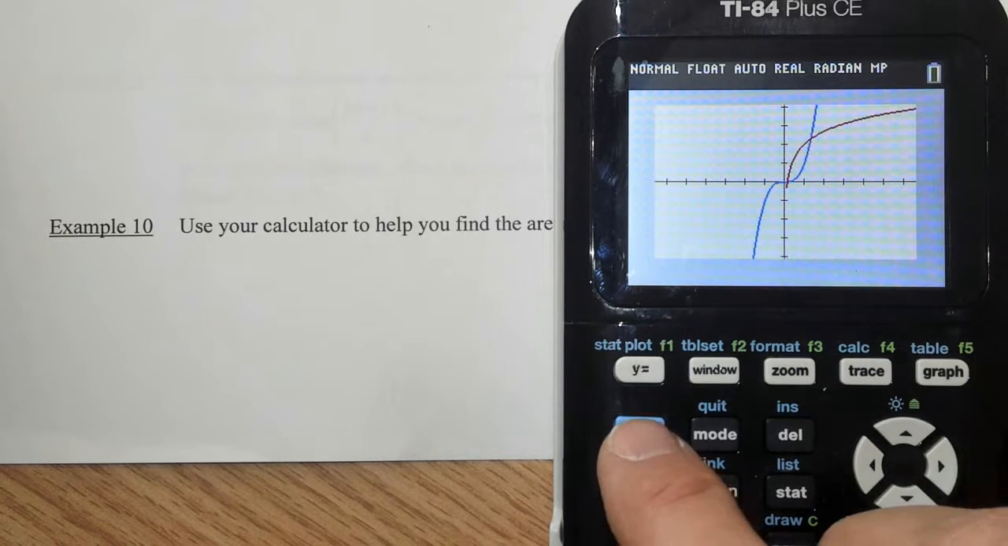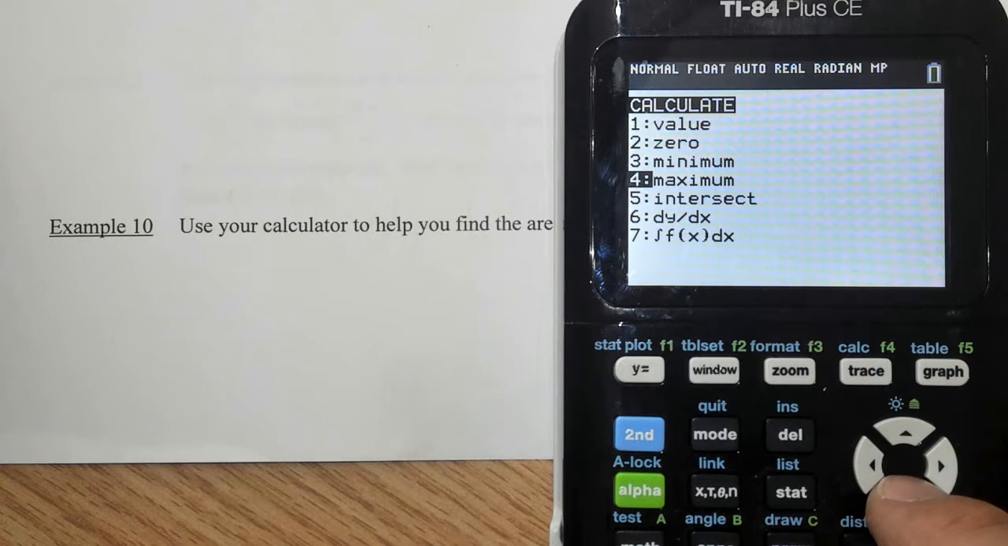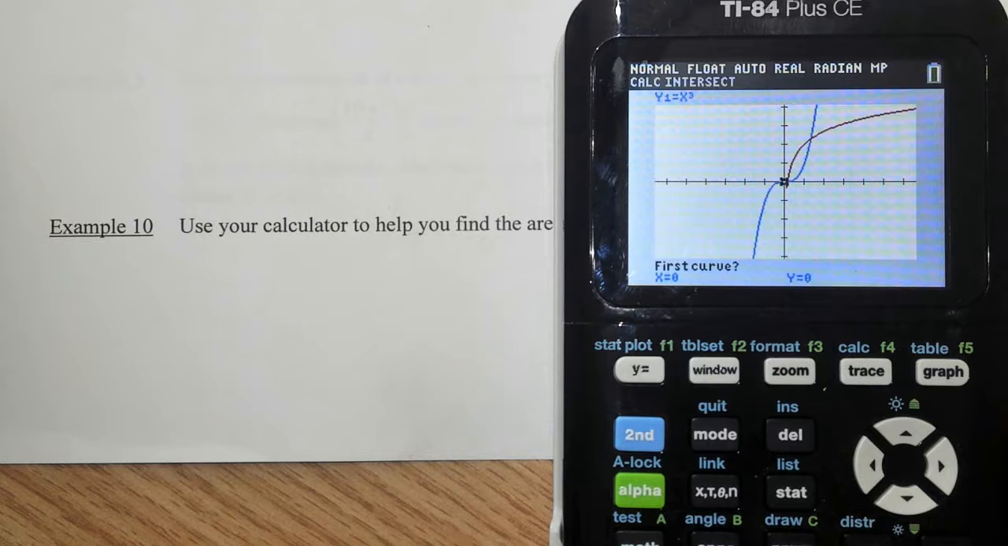So we're going to have second calculate to bring up the intersect option, and option 5. And we're just going to move over a little bit. First curve, actually we can hit enter on x cubed, and then the second curve we can hit enter on the natural log of x plus 2. If you are not getting a second curve, you just have to move over a little bit to the right so that you're inside the natural log of x's domain.